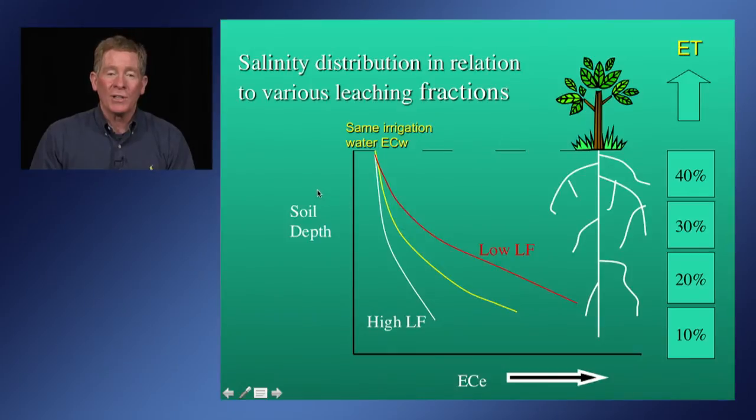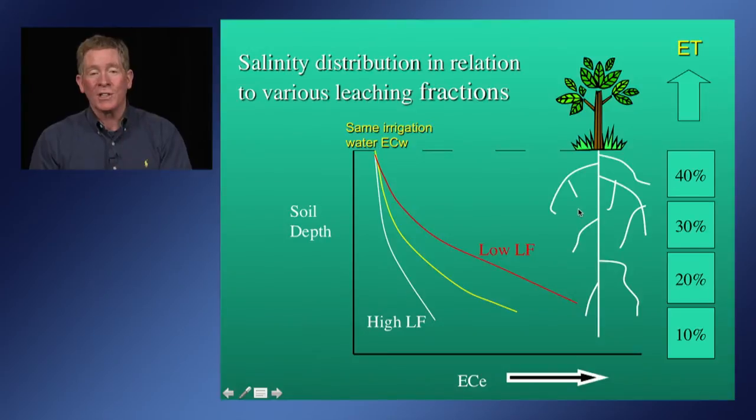Now, this diagram shows that if you have the same EC of the irrigation water, but you have different leaching fractions, what would you expect the soil profile to look like in terms of salt accumulation? If you assume that the crop root zone is broken down into quarters, this whole root zone could be either 1 foot or 4 feet. It doesn't really matter, but the pattern is that generally the top quarter of the root system takes up about 40% of the crop evapotranspiration, the next quarter 30%, then 20, and then 10. If you use this kind of relationship, you get these types of profiles, where the salinity in the profile increases with increasing depth.